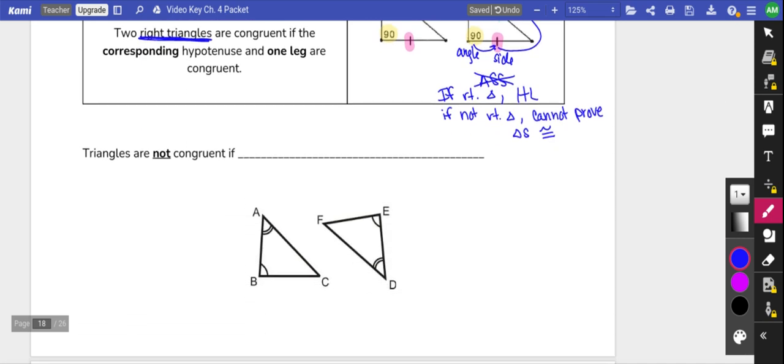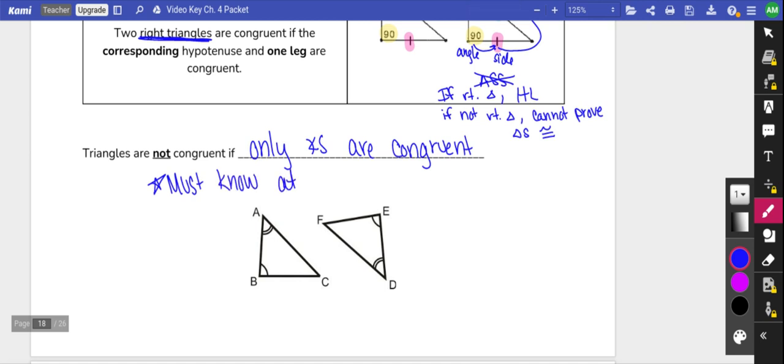Another way that we do not know if two triangles are congruent is if we only know that the angles are congruent. We need to know at least one side is congruent to say that the triangles are congruent.